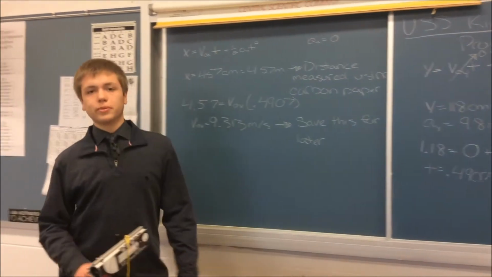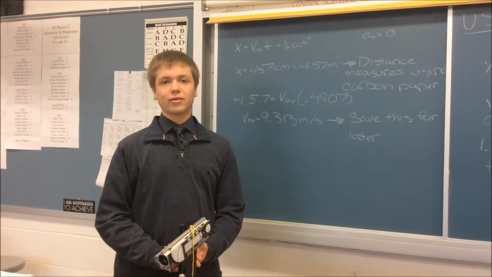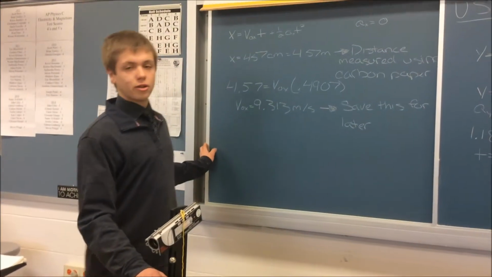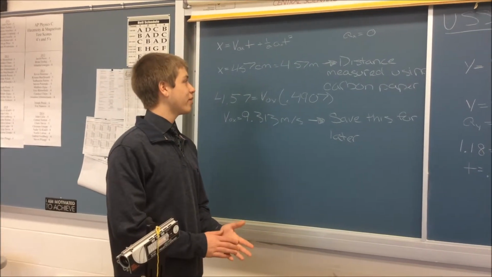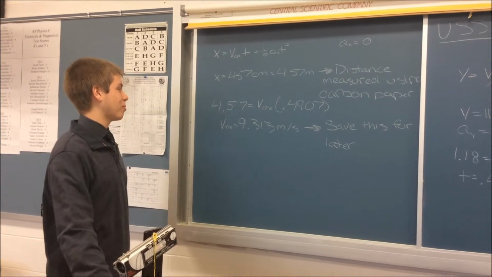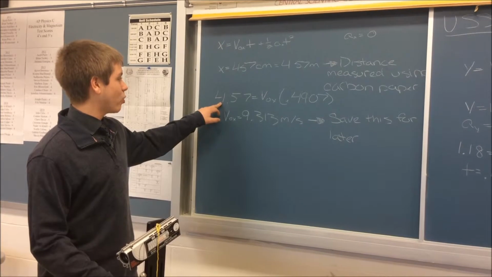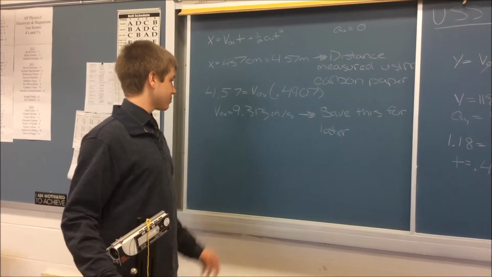The next step would be to put down carbon paper on the ground and shoot the ball horizontally so that we can get an x distance from the x equals 457 centimeters or 4.57 meters. And this is the distance from the cannon to the carbon paper on the initial shot. We can then plug this into the equation and solve for our initial velocity in the x direction.